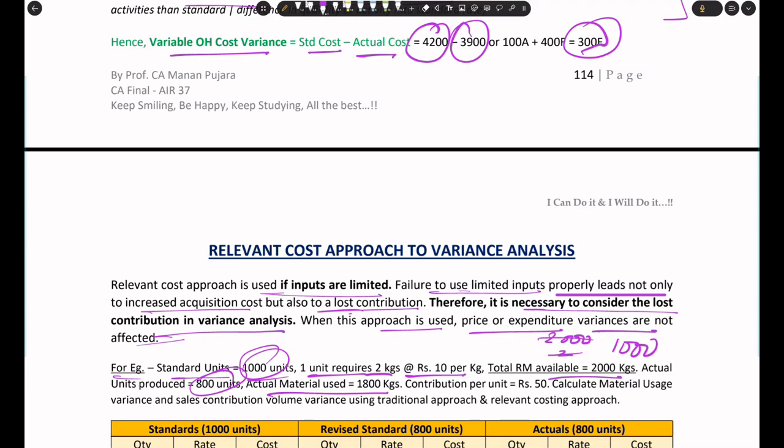And actual material used is 1800 kgs. If we take 1800 by 2, then we must have produced 900, but we have produced 800. So the 900 was the target. Contribution per unit is 50. Calculate the material usage variance and sales contribution volume variance using the traditional approach and the relevant costing approach.